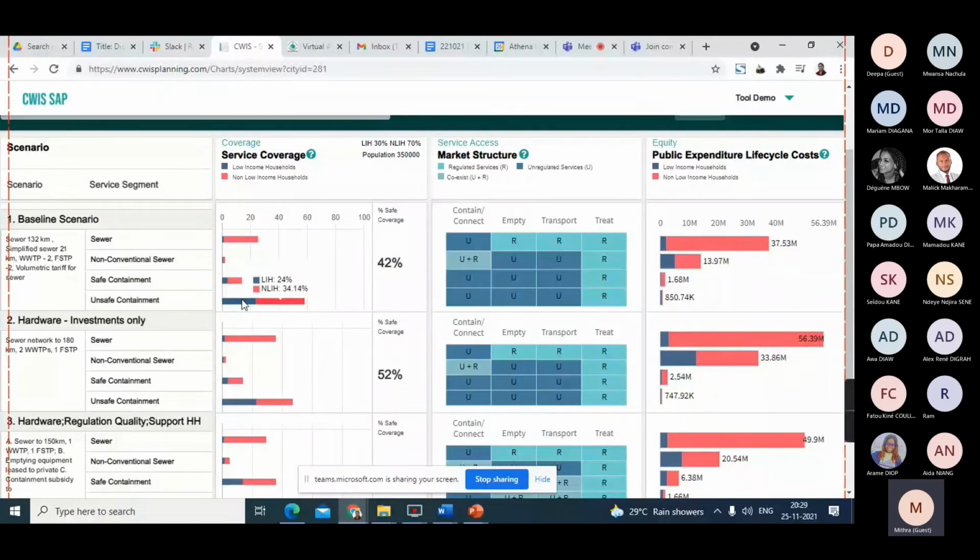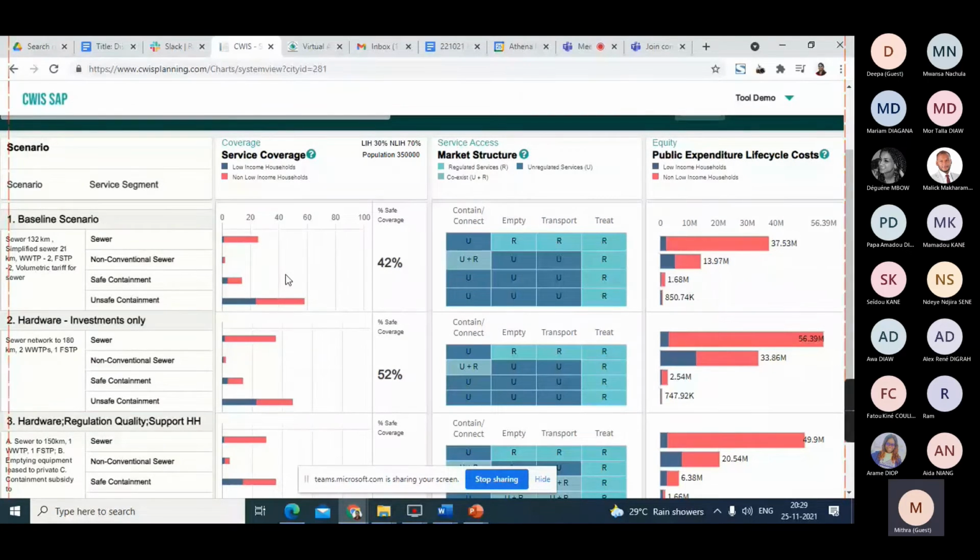This is used to understand the safe coverage and who gets served by which type of hardware. Also, the safe coverage is arrived based on the service level at each level of the sanitation chain that we had entered in.